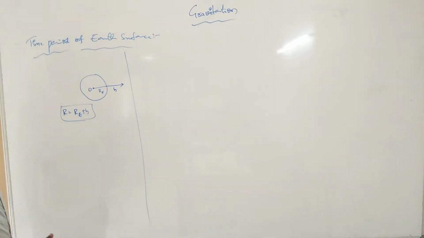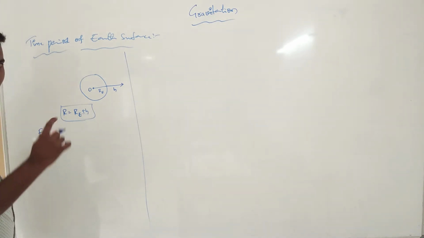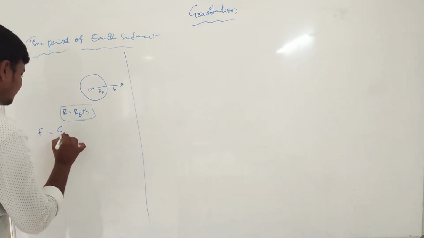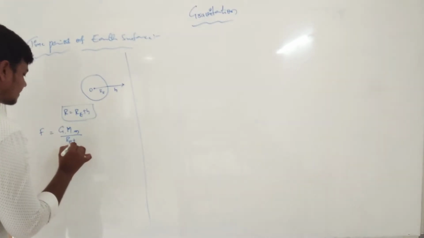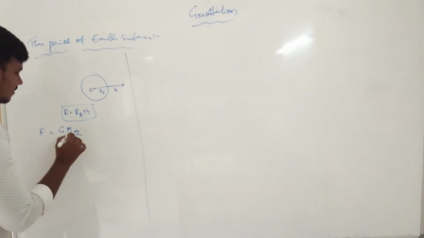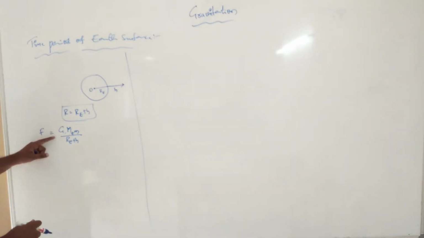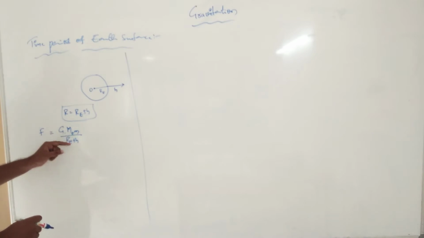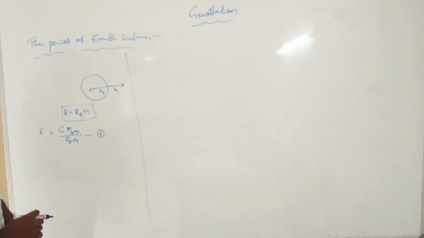Now we introduce the force equation. What kind of equation is the force F? The universal law of gravitation: F is equal to capital G, capital M E, small m by R E plus H whole square. Here M E is the mass of the Earth and small m is the mass of the body. This is equation number 1.